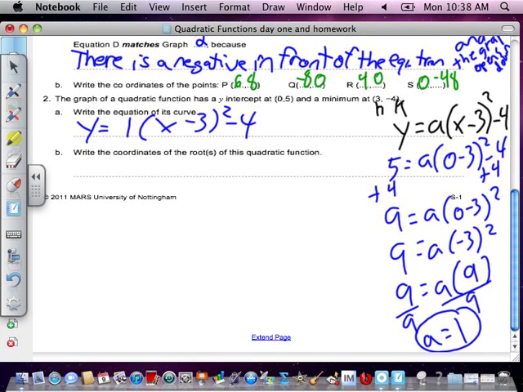Now, part 2 says write the coordinates for the roots. How am I going to do that? Are you going to do that one formula? How am I going to find the roots? Negative b over 2a? No, we know what the vertex is. What's the first thing we always do? Instead of y, we do what? 0.